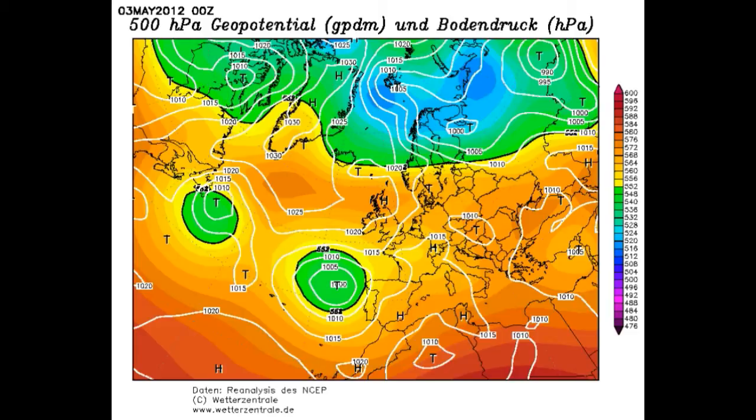By the 3rd, that high does stay in the north of Scotland, and that's another interesting thing about this month: Scotland was actually quite dry. It was drier than average, whereas England and Wales were exceptionally wet.